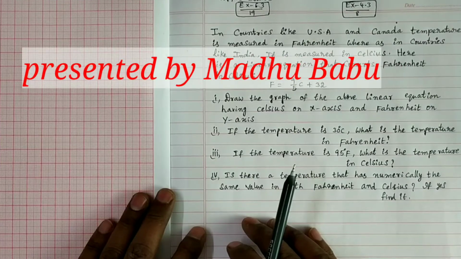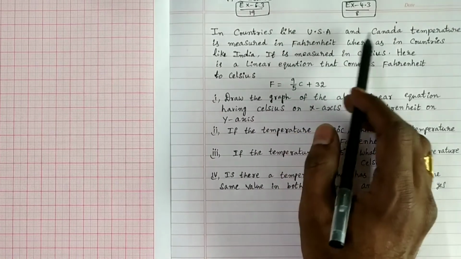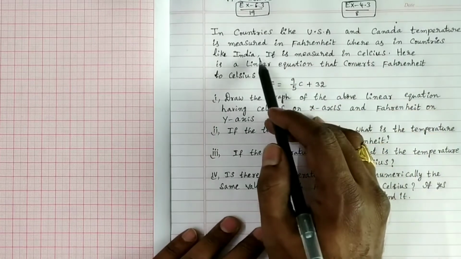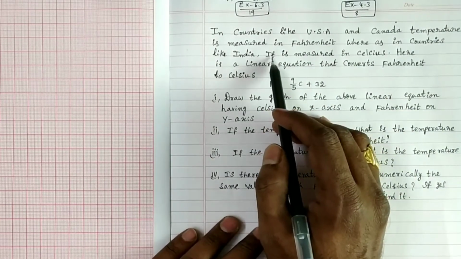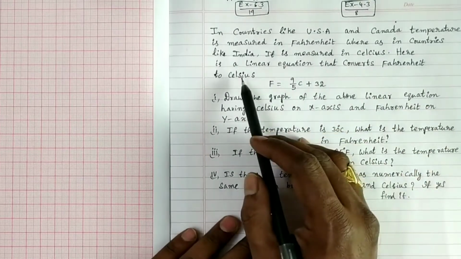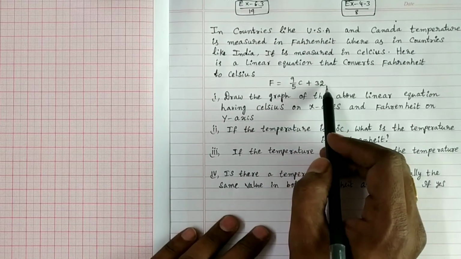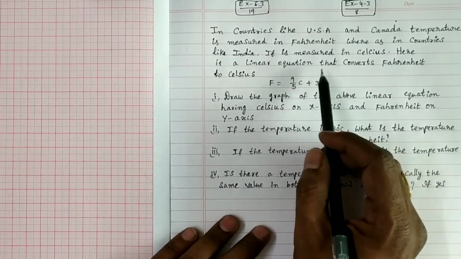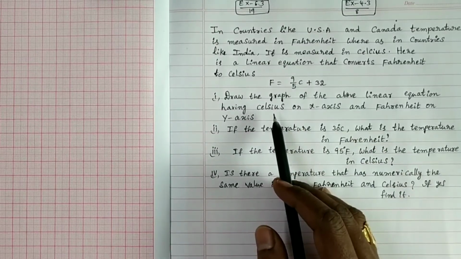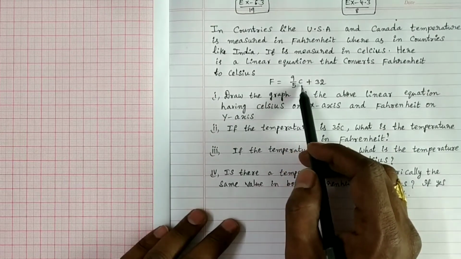Hi, this is Madhubabu. The problem is, in countries like USA and Canada, temperature is measured in Fahrenheit, whereas in countries like India, it is measured in Celsius. Here is a linear equation that converts Fahrenheit to Celsius, that is F equals 9 by 5 C plus 32. So, from this given information, we have to draw the graph. The relation between the Celsius and Fahrenheit is 9 by 5 C plus 32.